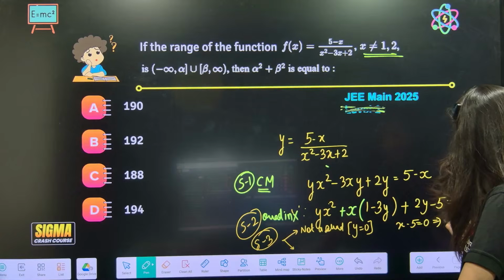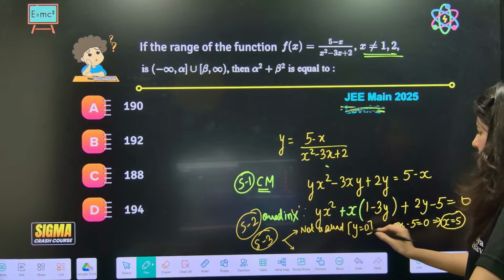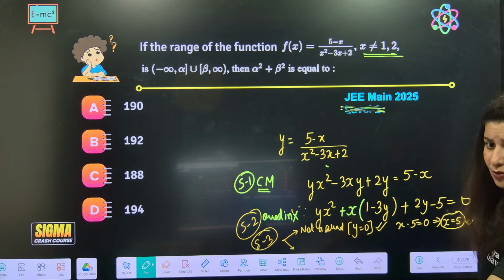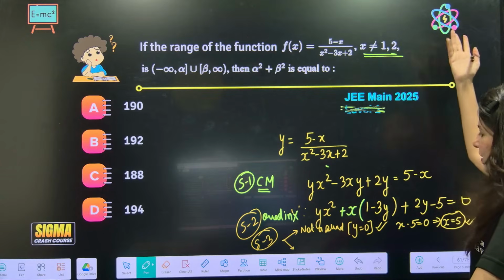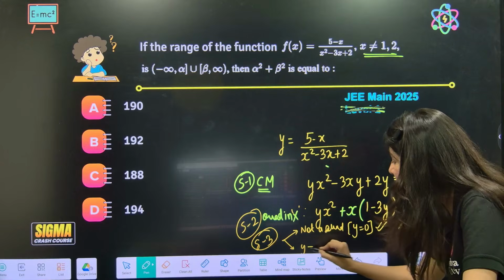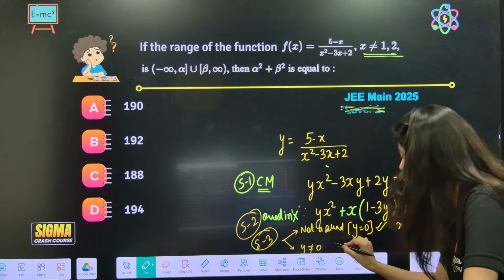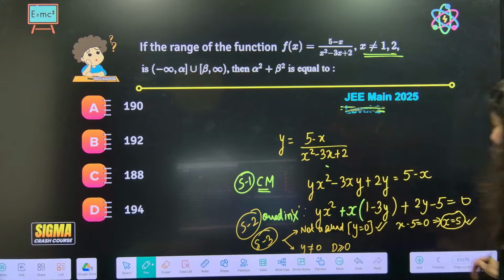So this implies x is equal to 5. So yes, y is equal to 0 is one thing which is acceptable. Y is equal to 0 we will accept. If you put x is equal to 5, y will be 0. Now the next thing is a quadratic, when y is not equal to 0, then this will be a quadratic equation. And in that case, your discriminant should be greater than or equal to 0. So you have to create discriminant greater than or equal to 0.